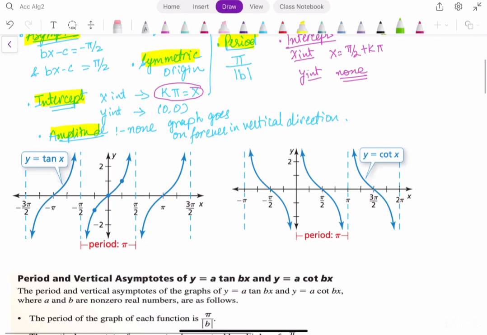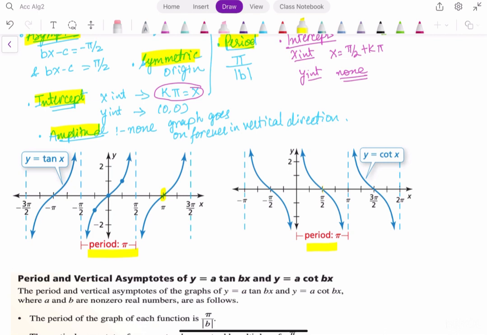Now this is the comparison between the two graphs, and you can see the period for tangent is pi and for the cotangent it is also pi. When we are talking about the period, we are talking about the one cycle that is being completed.